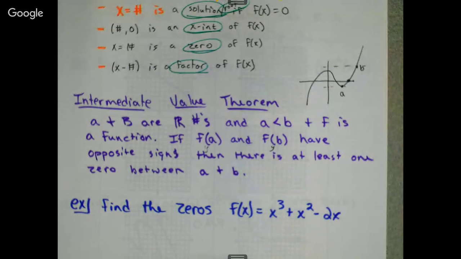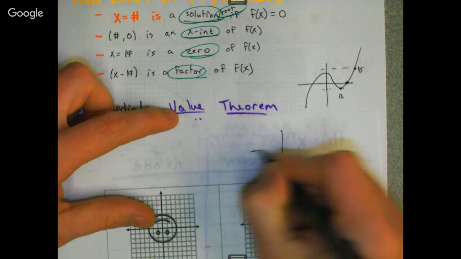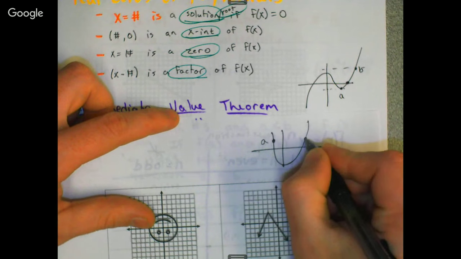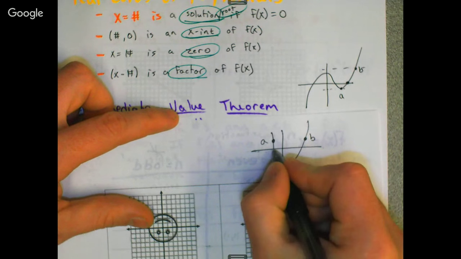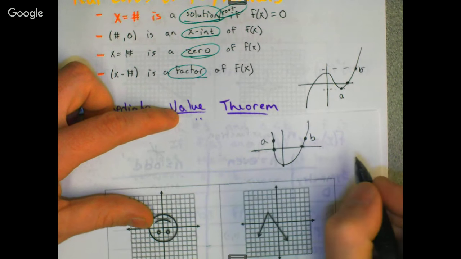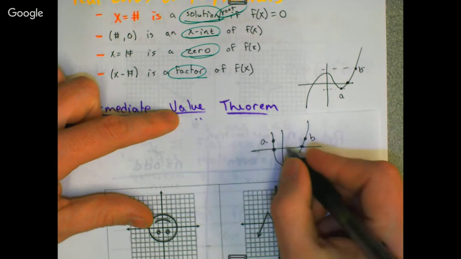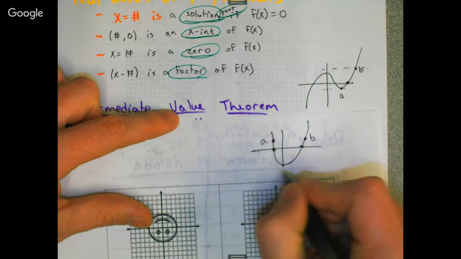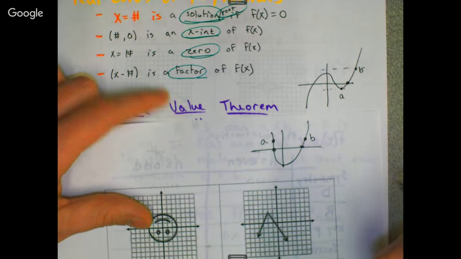No. Let's look at this graph right here. If I take this graph and I choose this A and this B, well, the signs are opposite, but I've got 2 zeros between those two numbers. That's kind of the downfall of the intermediate value theorem: I can't always tell. If I've got A and B and there's the same sign, there could be a zero between those two. 2 or 4 or 6 zeros between the two.